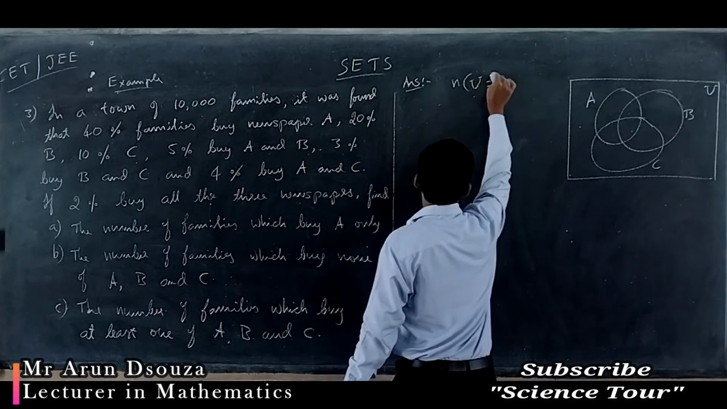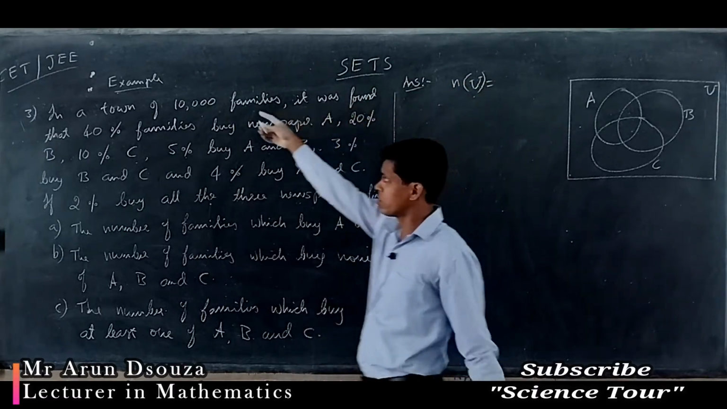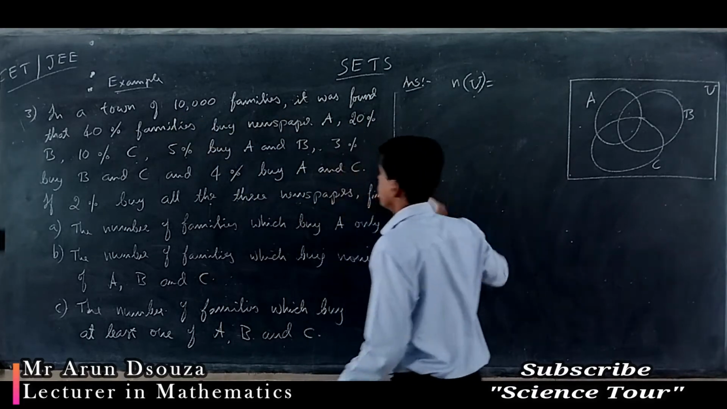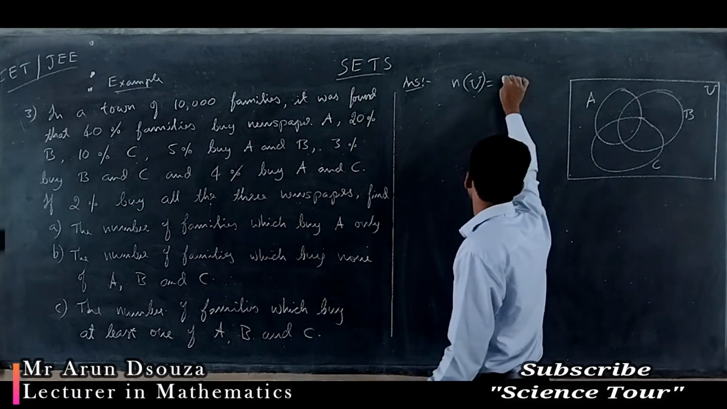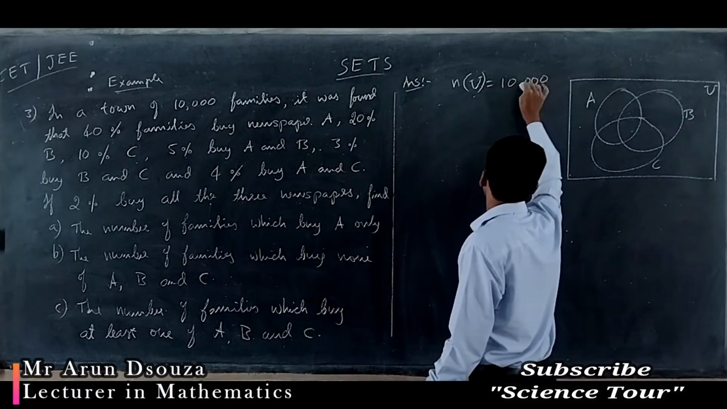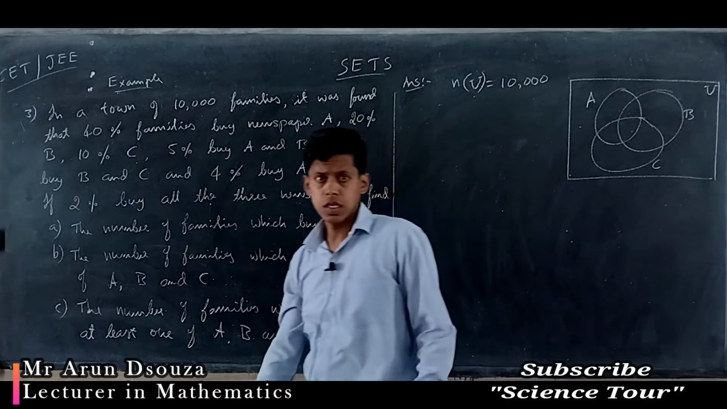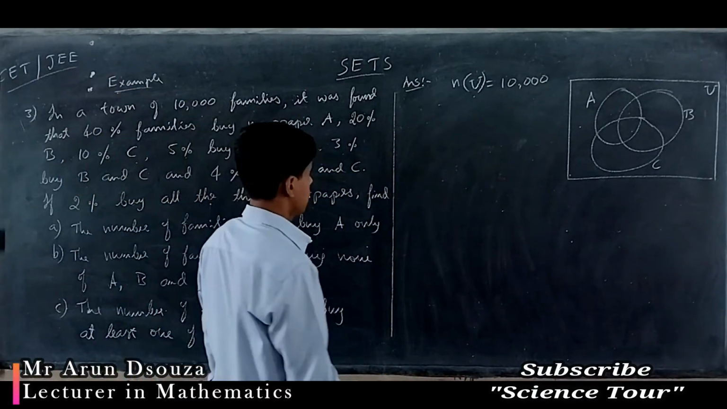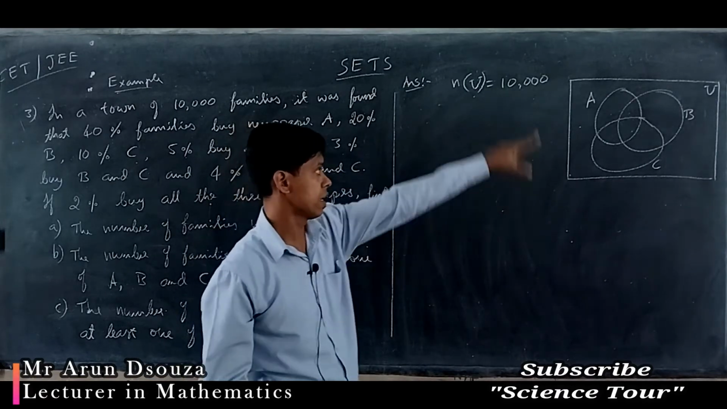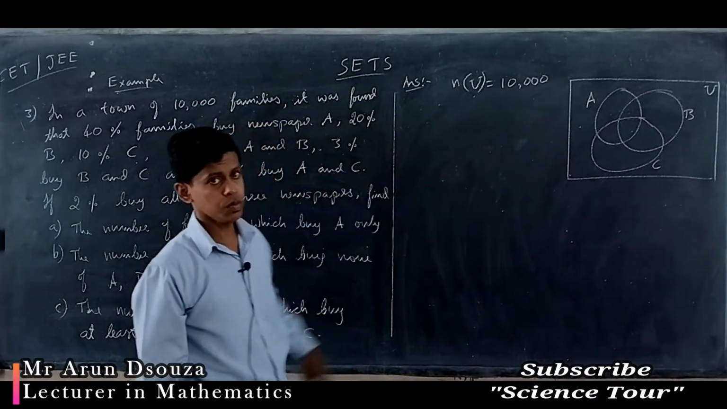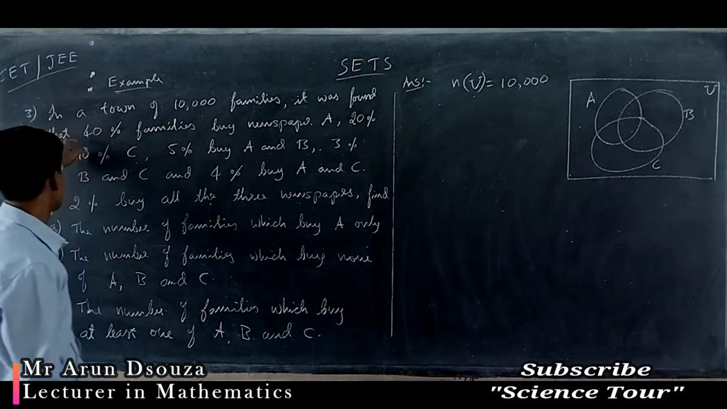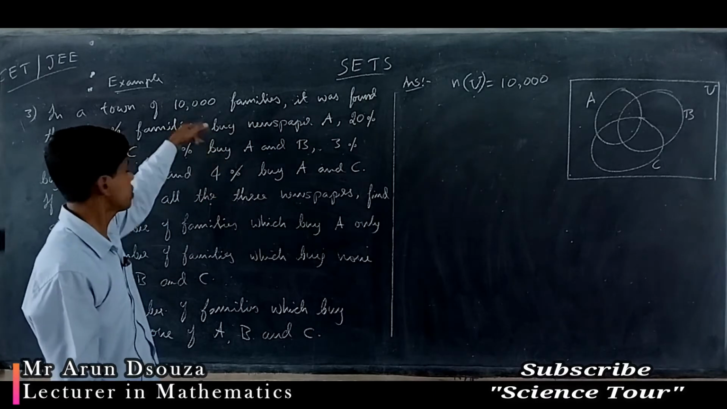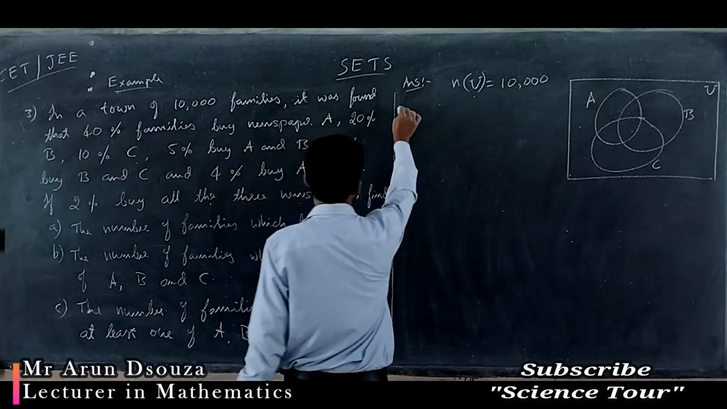universal set. So totally how many students, how many people, how many families have been surveyed? Okay, so in a town of 10,000 families, so there are 10,000 people in that town. So n of universal, number of elements in the universal, the rectangle has 10,000 people. Now it was found that 40%, not 40 people, 40% of 10,000. Okay, so that should be kept in mind.